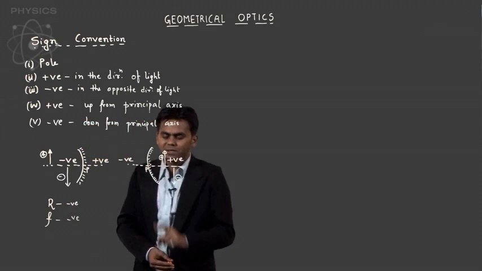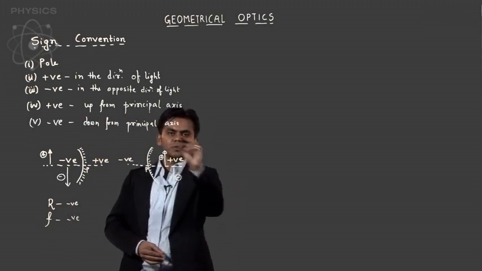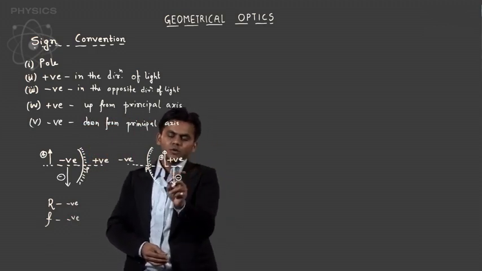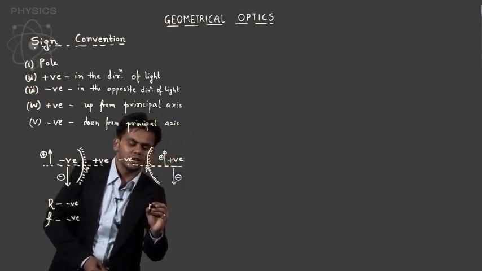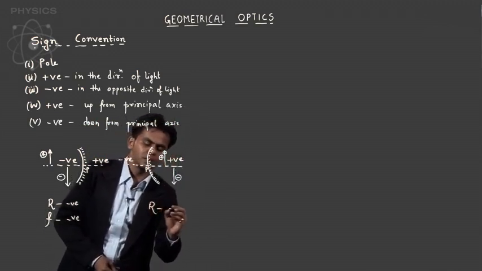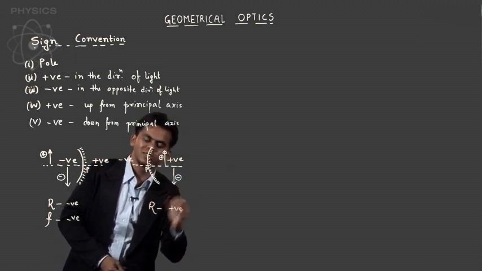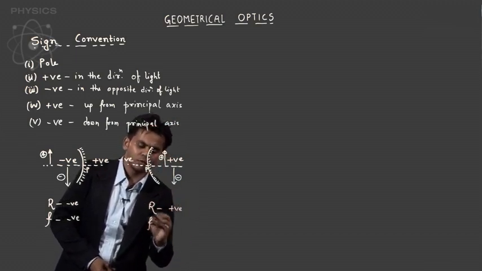Come to here. This is part of this sphere. So the center would be here. So the radius of curvature measurement would be to the right, which means in the case of a convex mirror, my R would be positive. What about focal length?